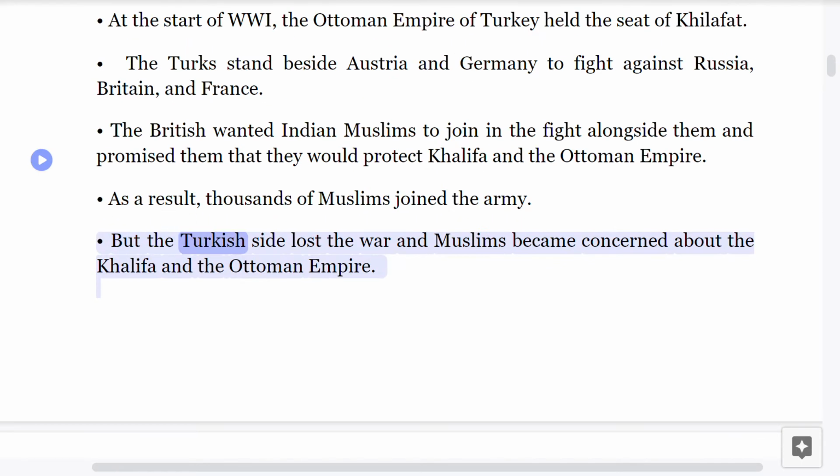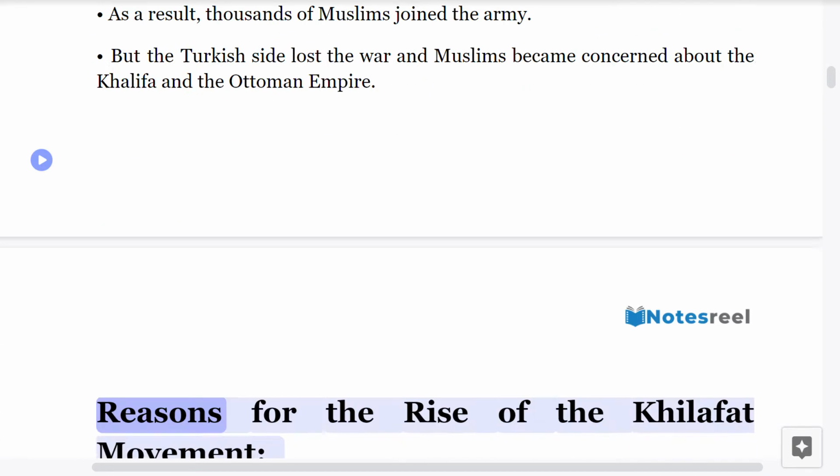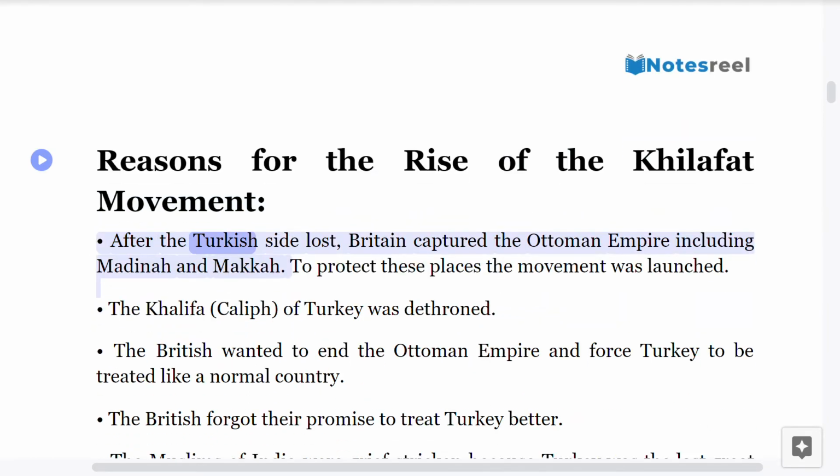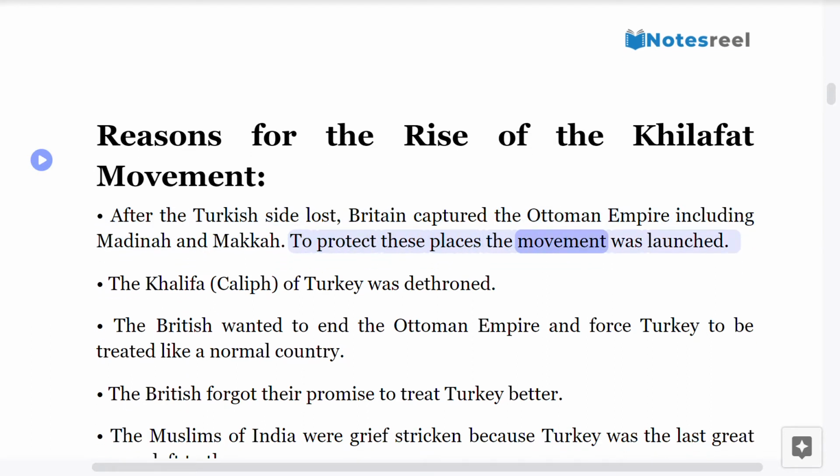But the Turkish side lost the war and Muslims became concerned about the Khalifa and the Ottoman Empire. Reasons for the rise of the Khilafat movement. After the Turkish side lost, Britain captured the Ottoman Empire including Medina and Mecca. To protect these places the movement was launched.